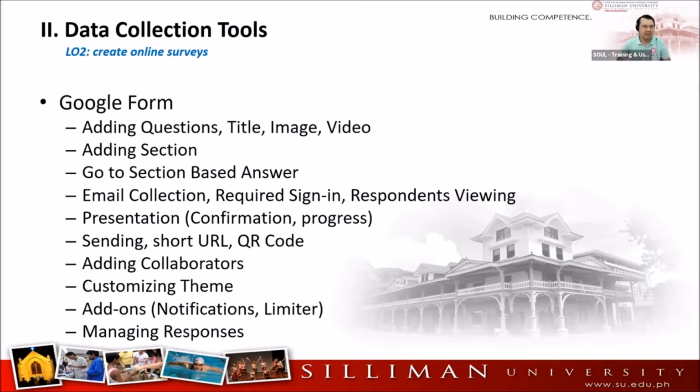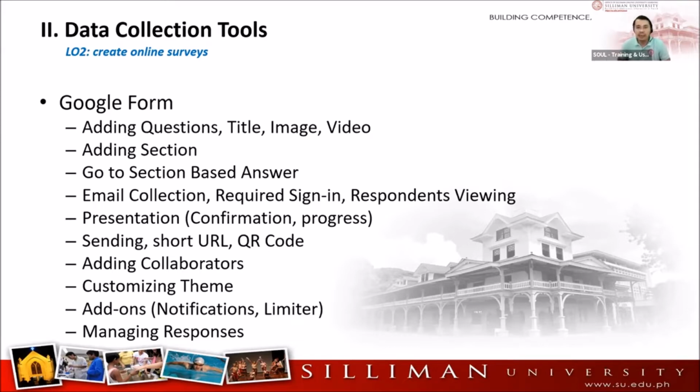And then email collection, which is part of the data privacy thing. How to set privacy in our data: email collection, required sign in, and respondent viewing. For aesthetics also, it's very nice to have some confirmation and progress, and then how to send a link, shortening the URL, and at the same time a QR code. And then adding collaborators and customizing the theme for the branding part, with the logo of Silliman, the logo of the school, and add-ons, like how do we know that there are responses in our email or in our form, in our survey.